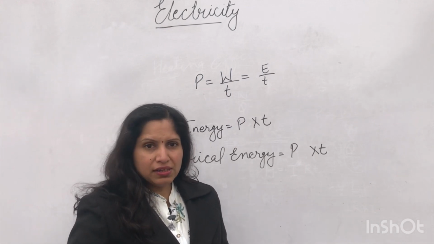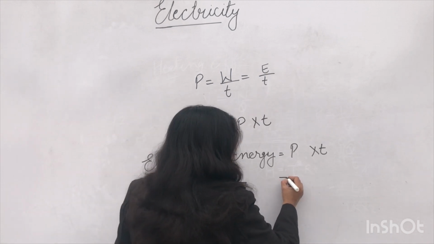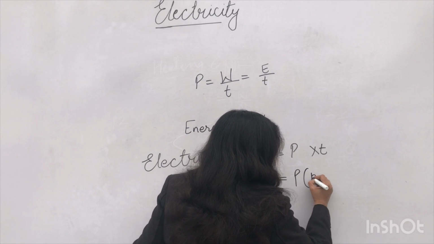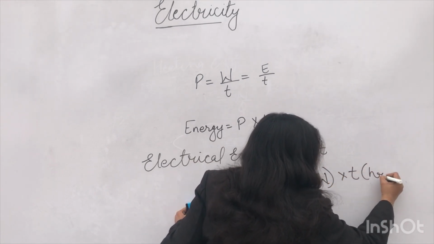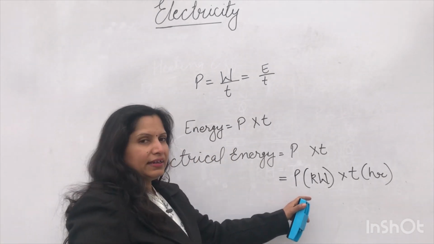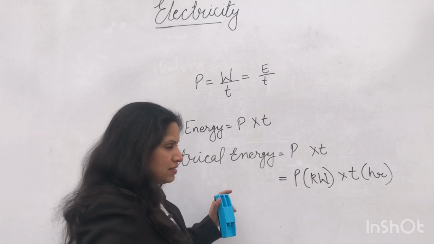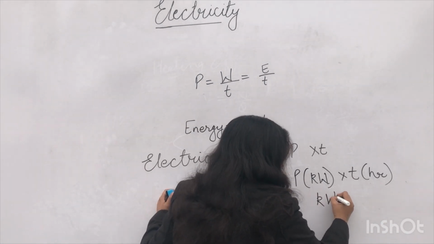For calculating the bills, we use the commercial unit of electrical energy, and in that commercial unit, power is taken in kilowatt and time is taken in hours. So electrical energy is equal to power in kilowatt times time in hours. So we just simply say it as kilowatt hour.